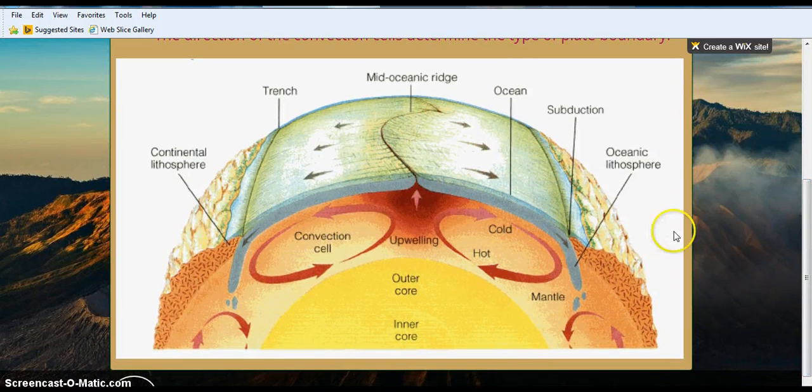So if you look at the diagram here, you can see in the center is the core, inner core and outer core. The next layer of the Earth is the mantle, which you see here, and you can see it defined. You can see the oceanic lithospheric plate, which is this area here, which is just the lithosphere that is underneath the ocean. And then over here, the continental lithosphere, which is the part of the lithosphere that is underneath the land or part of the land.